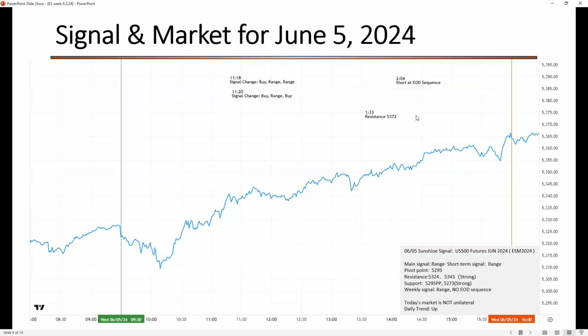So for strong trending days like this one, when a short at EOD sequence appears, generally it's a good idea to just wait until close to the end of the day to see if there is a short opportunity. And a short opportunity for me is generally a strong resistance level.